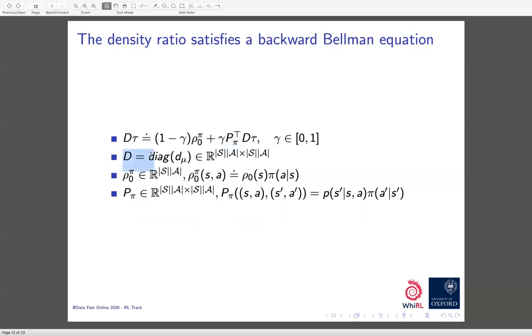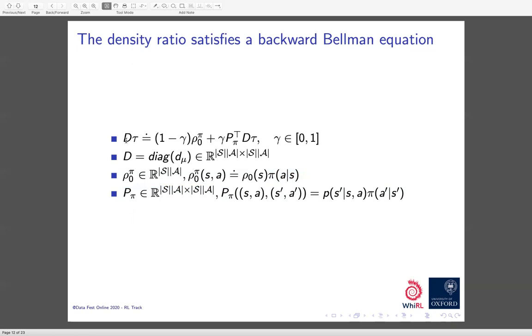So here I use D to denote a diagonal matrix, where the diagonal entry is the sampling distribution d mu, and rho pi 0 is the initial state action distribution. So it's a combination of rho 0 and pi. Importantly, the action here is sampled from the target policy pi, not the behavior policy mu. Anyway, this is not a major problem because actually we know pi, right? And we use p pi to denote the transition kernel according to the target policy pi.